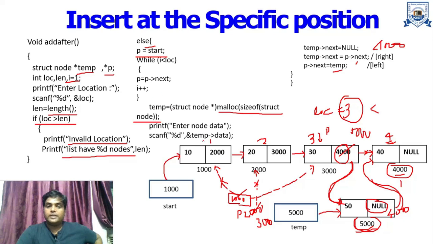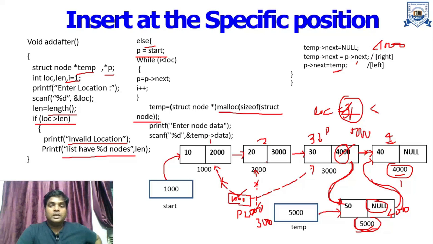Now we just provide the data for this particular node. After that we move from this location to this location. For this we use the pointer variable P. Initially the value of P is equal to start, that is 1000, and P is pointing to this particular node. Then we check the value of I with location. If I is less than location, initially I is equal to 1 and location is equal to 4. So 1 is less than 4, the condition is true. P is equal to P2 next. Now P is pointing to this particular node.